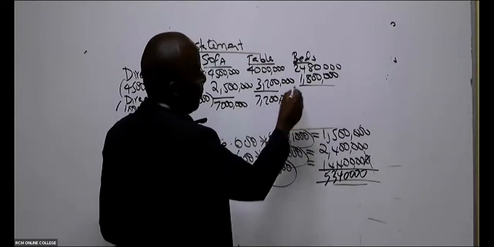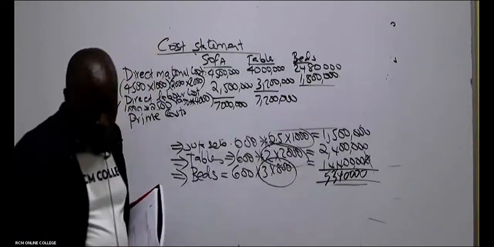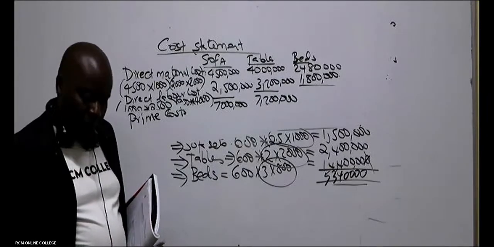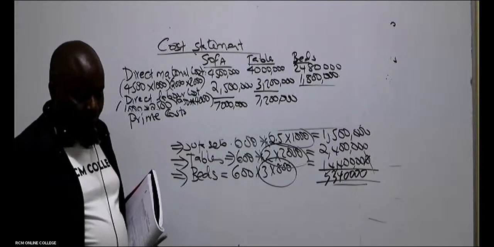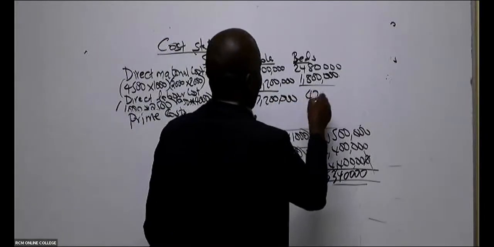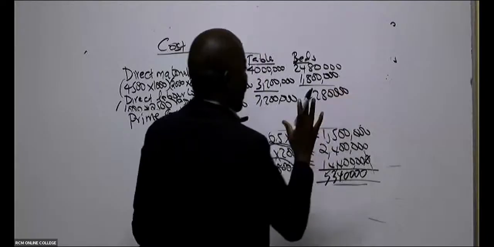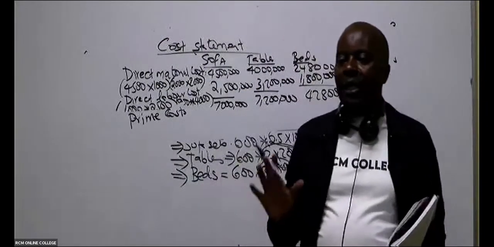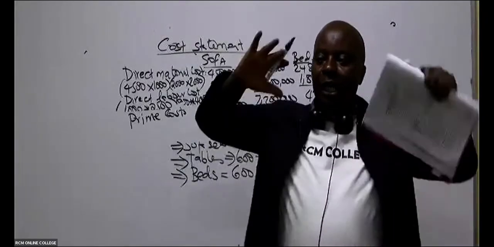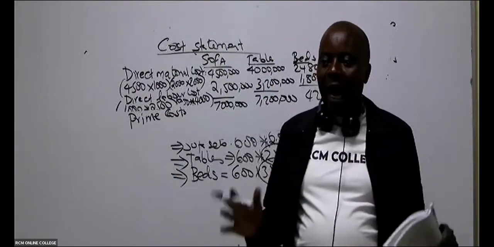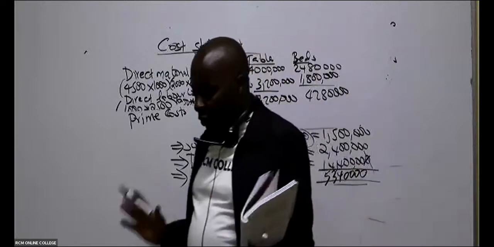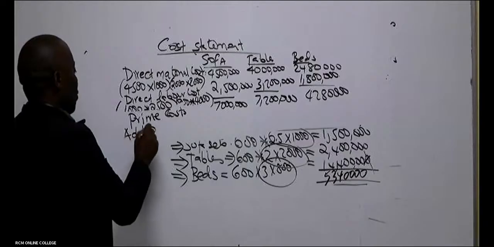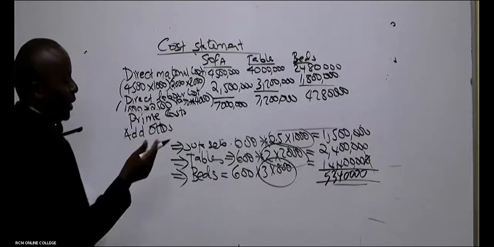And then? $42.80, yeah? So we have here 42,80,000. Is that really the end of our cost statement? No, we must come and add what here now? The overheads. You add the overheads. Thank you very much. Add the overheads now for each product.